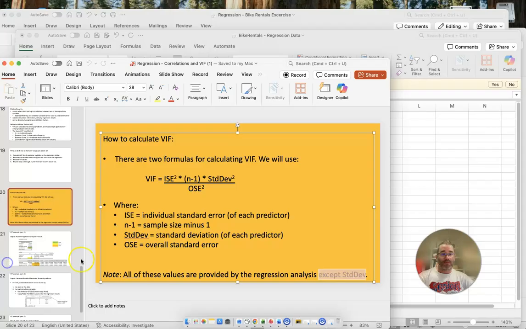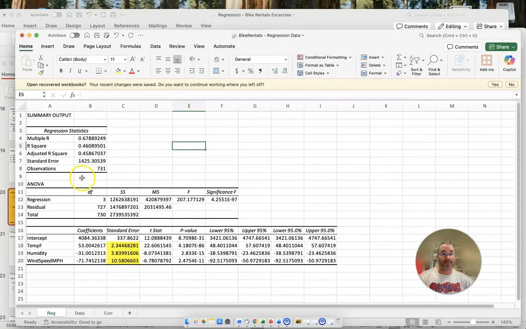All right, it's the first one, sample size minus 1. Sample size is always represented by an n in statistics. Well, most of the time, I guess I should say. n minus 1 is actually given to us. Notice the number of observations is right here, 731. n minus 1 is given to us in this ANOVA table right here. So it's just the sample size of 731 minus 1. So 730 is right there.